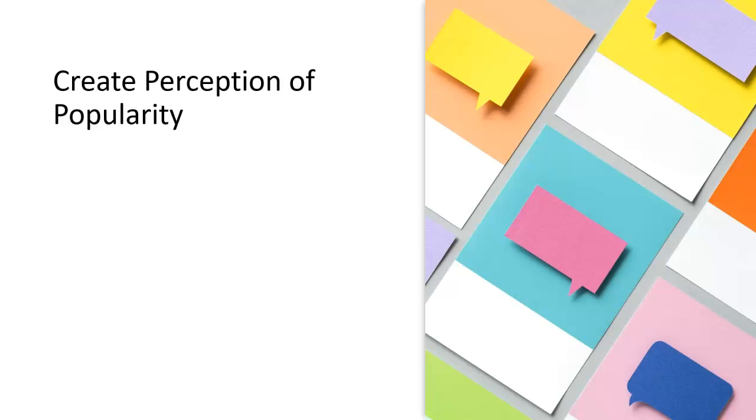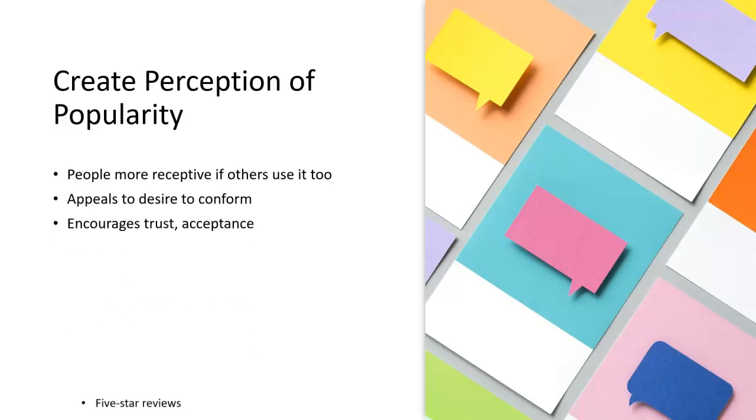You also want to create a perception of popularity. Simply put, people are more receptive to use whatever you're trying to get them to use or to do whatever you're trying to get them to do if other people are doing it too. This comes down to the human's desire to naturally conform. We don't want to be odd and standing out. We want to find a way to sit in with other people and conform with other people. This method of persuasion allows you to do that.